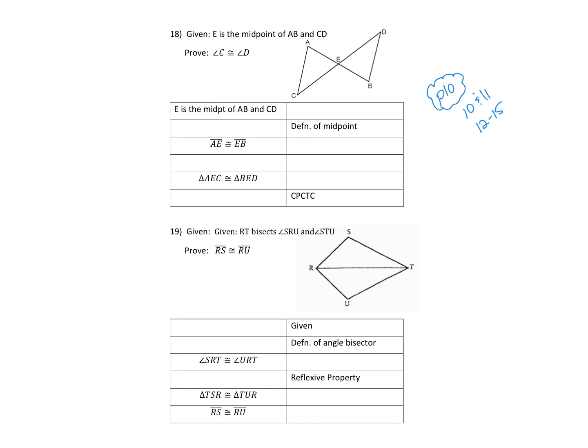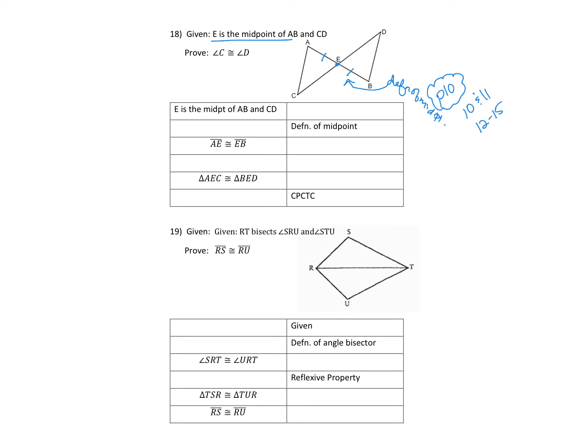So step 1 on page 10 says to mark the given. So E is the midpoint of AB. So I'm going to mark that. And it means that E splits AB in half. So AE and EB would be equal. That is the definition of a midpoint.